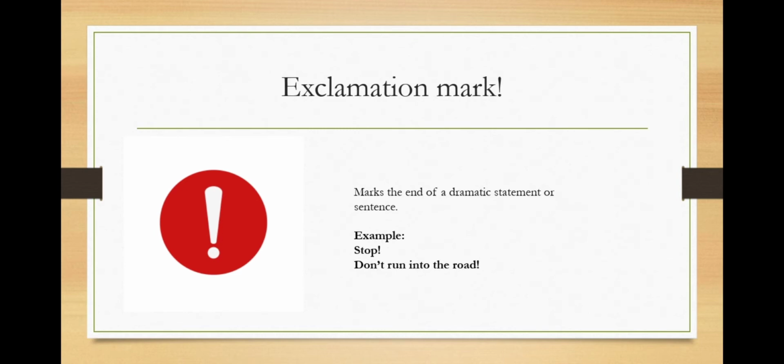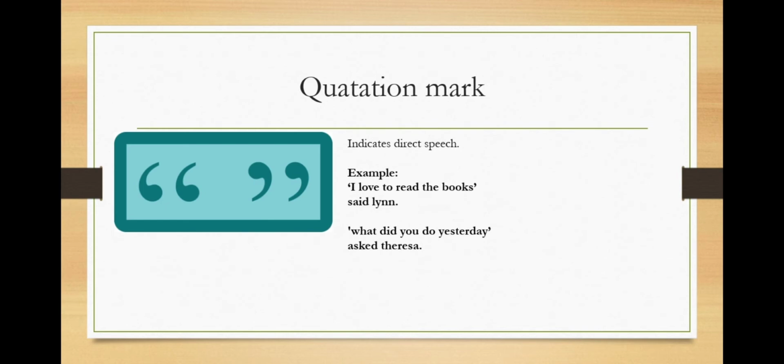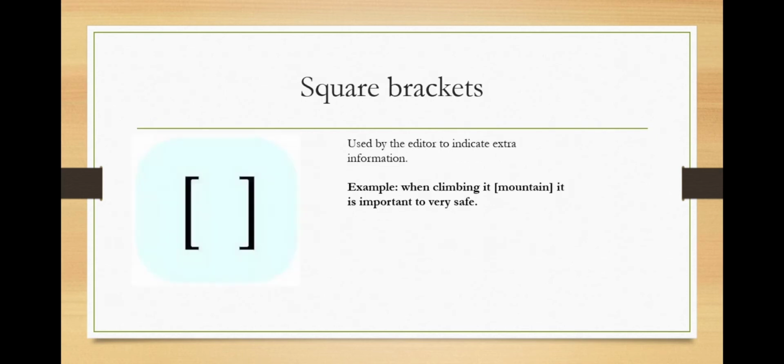Exclamation mark marks the end of a dramatic statement or sentence. Example: Stop! Don't run into the road. Quotation marks indicate direct speech. Example: "I love to read books," said Lynn. "What did you do yesterday?" asked Teresa. Square brackets are used by the editor to indicate extra information.